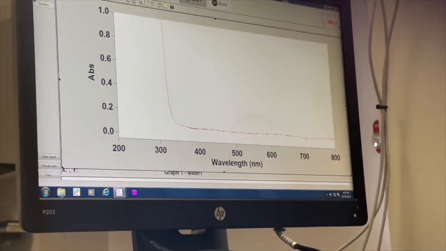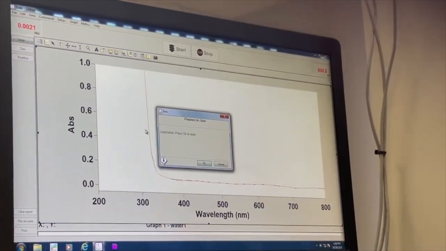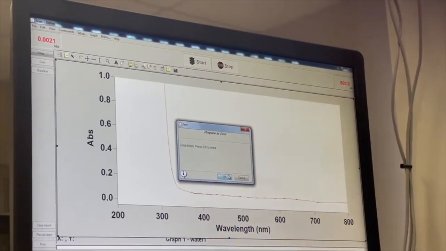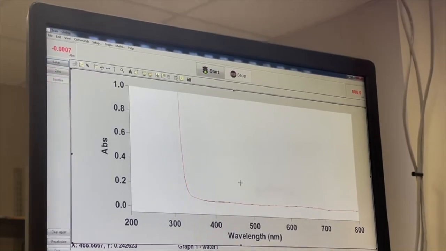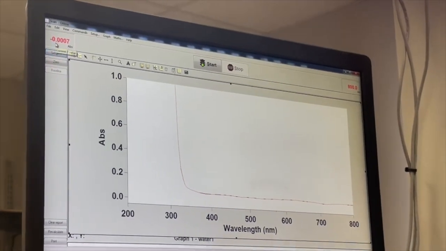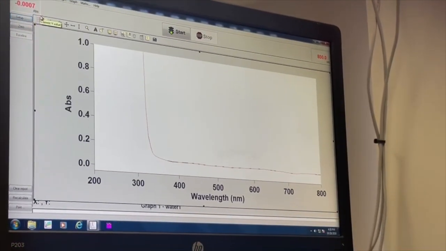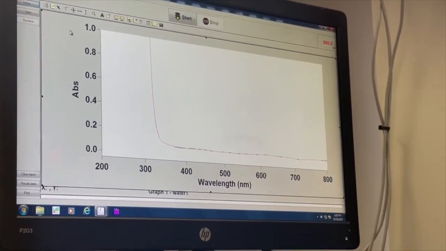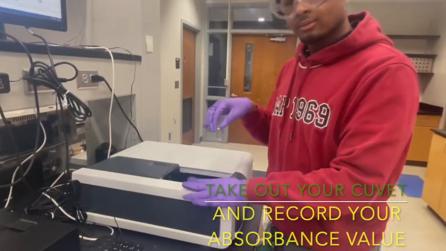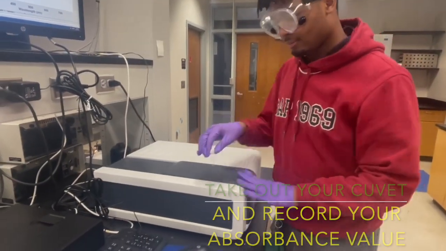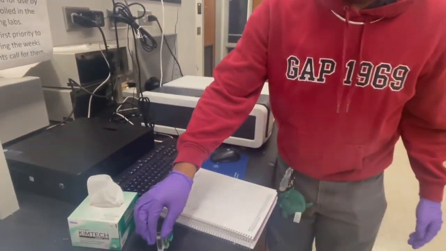In a blank cuvette or with water, zero your spectrophotometer. After pressing start, you will see an absorbance in the left-hand corner. Find and record this in your notebook. Make sure to take your cuvette out of the spectrophotometer and close the door after you finish scanning.